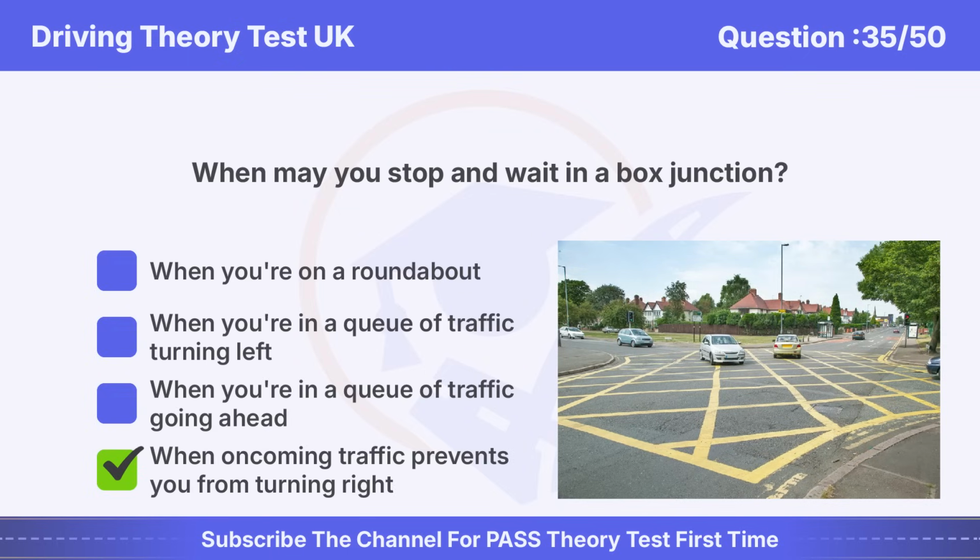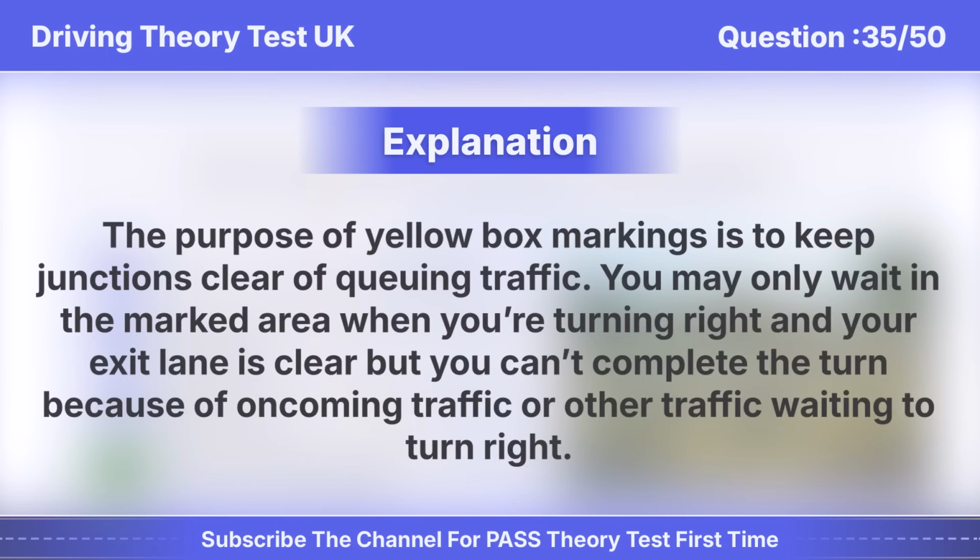Answer is D. When oncoming traffic prevents you from turning right. The purpose of yellow box markings is to keep junctions clear of queuing traffic. You may only wait in the marked area when you're turning right and your exit lane is clear, but you can't complete the turn because of oncoming traffic or other traffic waiting to turn right.